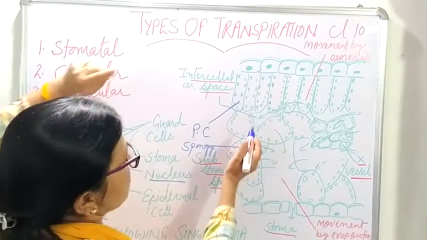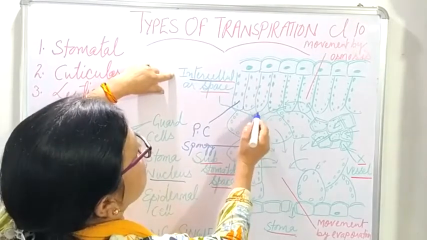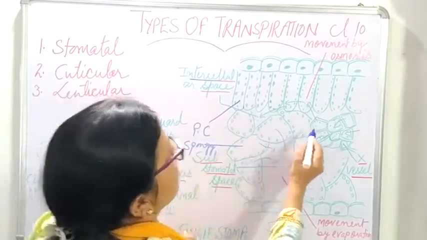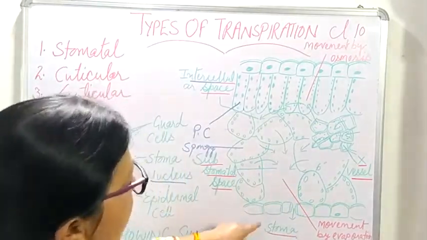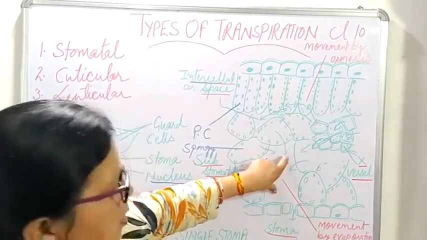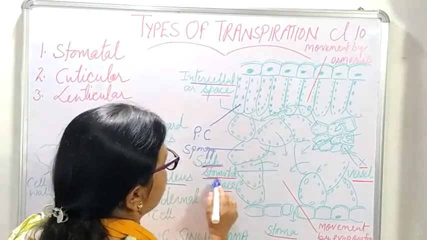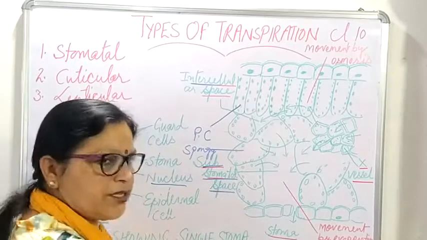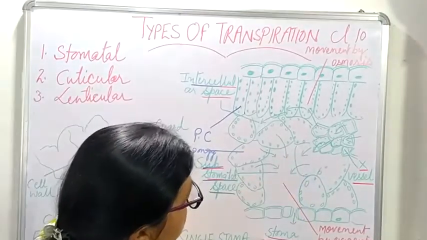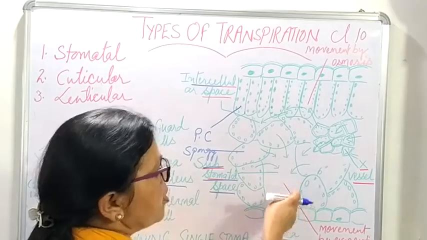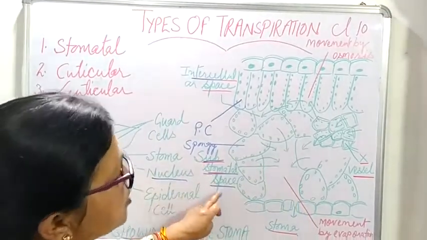In between these cells you can see intercellular space. This whole is intercellular space. In between these cells, intercellular space is present, and the larger intercellular space is known as substomatal space. What is substomatal space? It is a large space which is near the stoma, near the surface, you can say. This is known as substomatal space.